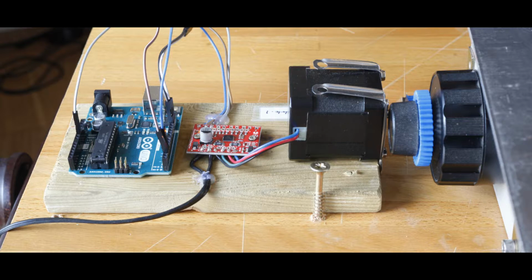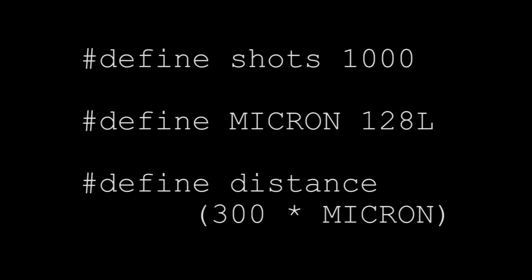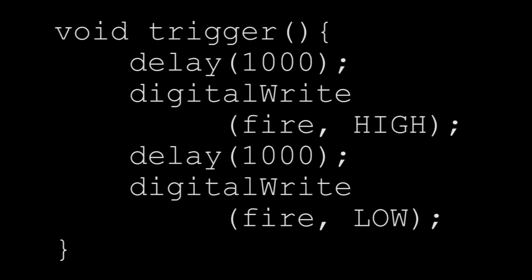In this video, we are going to look at how the source code that runs on the Arduino computer drives the focus stacking system. To download a copy of the source code, please visit the URL shown on the screen. The sections of the program that need to be modified to alter the behavior of the system are the variables at the top and the numbers in the delay command of the trigger function at the bottom of the program.